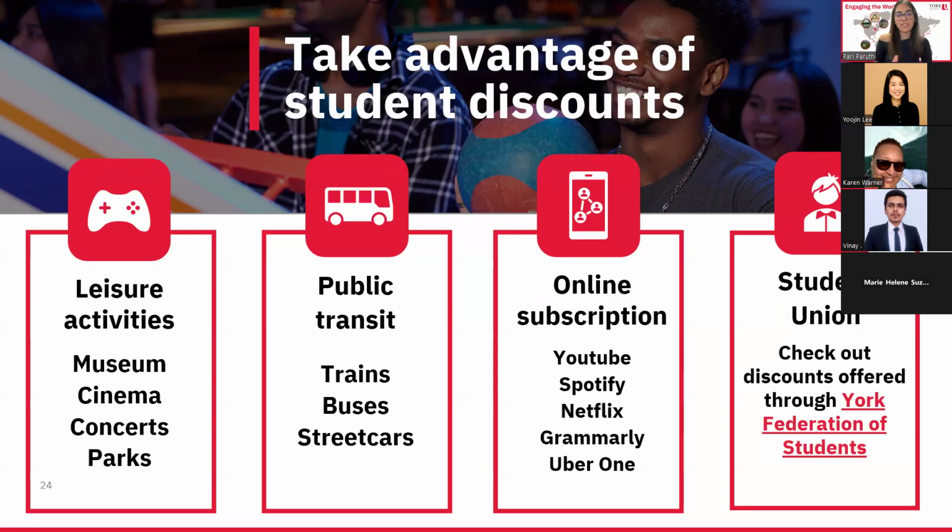And then we have online subscriptions. Platforms such as YouTube Premium, Spotify, Netflix, Grammarly, and Uber One provide student discount plans as well. And then talking about our student union, which is the York Federation of Students, they offer discounts on fun experiences such as NBA game tickets and theme park admissions as well. So make sure to check them out.